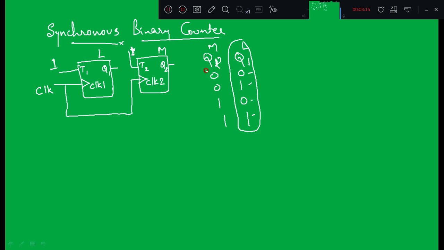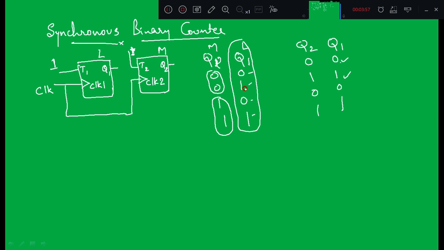Here you can observe Q2 is staying 0 for 2 clock pulses and it is staying 1 for the next 2 clock pulses. That means it is not continuously toggling similar to Q1. If Q2 also toggles simultaneously with Q1, what happens? Let us say the initial state of both flip-flops is 0 0. When Q1 toggles, Q2 also toggles. If this happens, instead of getting four different states, we get only two states: 0 0 and 1 1. After 1 1 again we will get 0 0, again 1 1, right? So this is wrong, right?